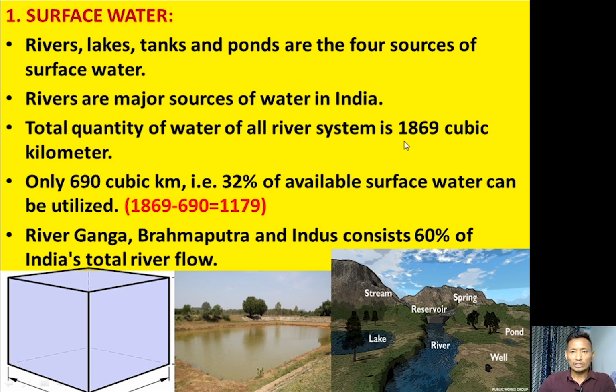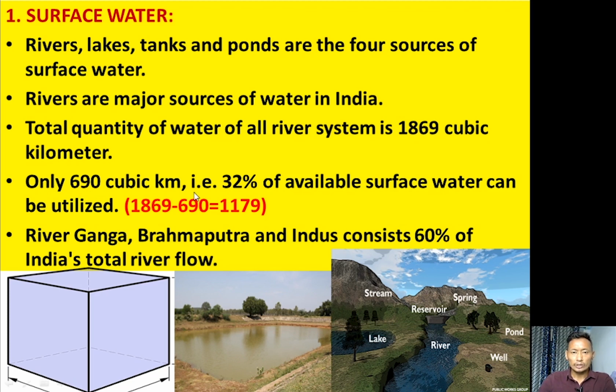If we put all the river waters in cubic kilometers, in total we will get 1869 cubic kilometers in India. Out of 1869 cubic kilometers, India is able to use only 690 cubic kilometers. That means out of 100, we are able to use only 32% of the available river water, surface water in India.